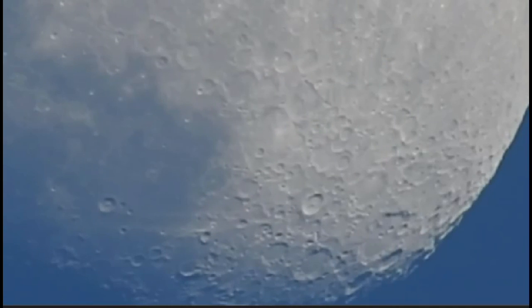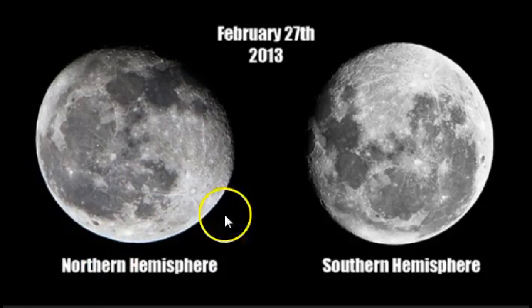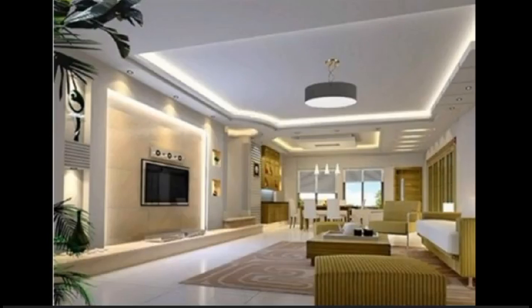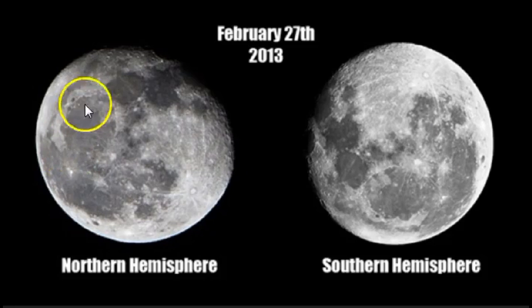Okay, now look at these images of the moon from the northern hemisphere and the southern hemisphere. These are the so-called northern hemisphere and so-called southern hemisphere. You see it flipped over. Okay, now why is this on the flat earth model? Let's take a look, for example, at a ceiling light in a living room. Now just imagine this is a southern hemisphere and the so-called northern hemisphere on the other side. This is how you're going to get it. It's going to be flipped around.